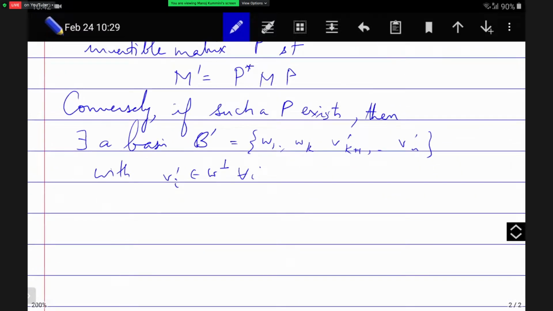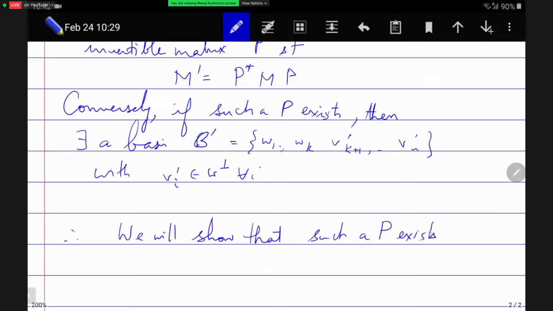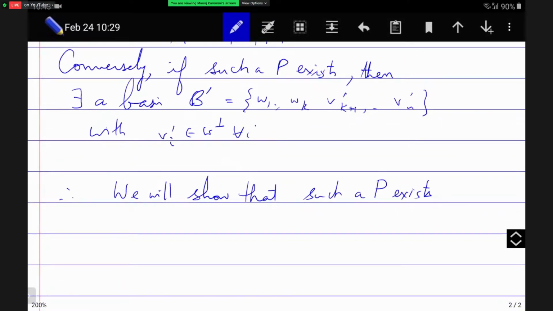So that therefore we will show that such a P star MP exists. So P will be some matrix. Again, it is convenient to write P also in the same block form, K by K and N minus K.